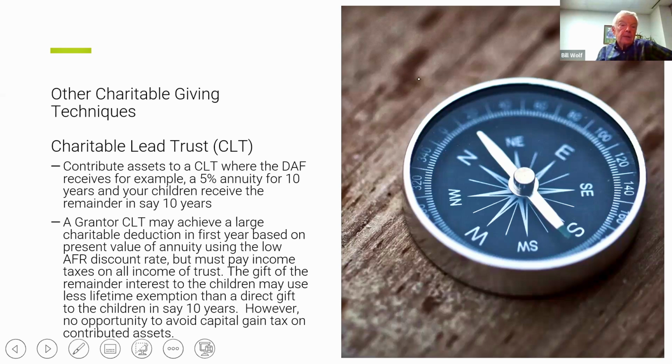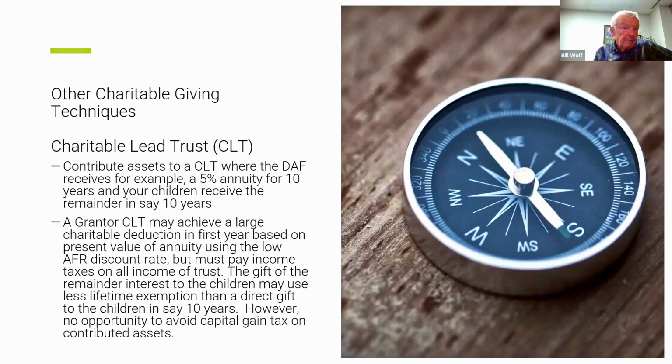But if the person's wealthy enough to not want to pay that gift tax or the estate tax on the excess over 12 million, they can leverage that 12 million and make it much more powerful by using a charitable lead trust. Okay, because in this example here, the kids are going to get it in 10 years, but it's going to grow in that 10-year period.